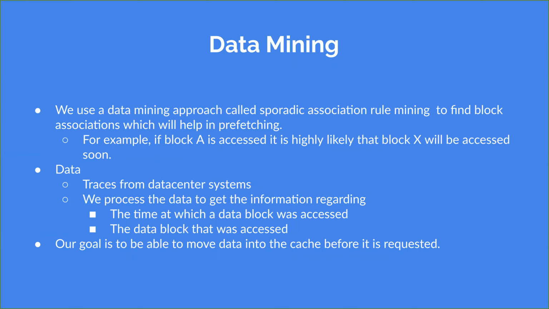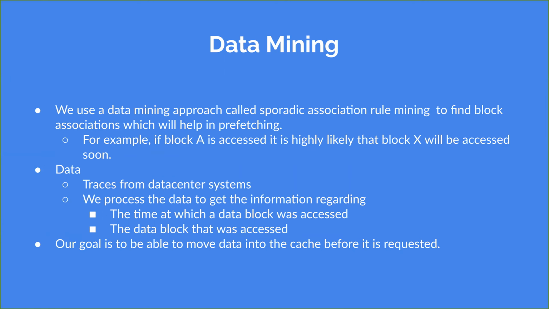Okay, so now that Vishwanath has presented the problem, I will talk about the data mining approach to this problem. As you know, we are trying to prefetch data before it is accessed. Therefore, we're looking to mine different block access patterns. Specifically here, we're looking at block associations. We want answers like if block A is accessed, it is highly likely that block X will be accessed soon. And in that way, when A is accessed, we can prefetch block X, expecting a request soon.